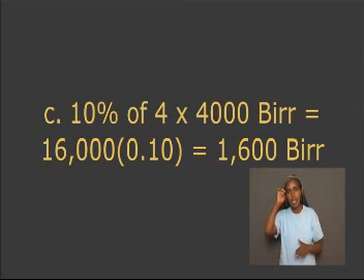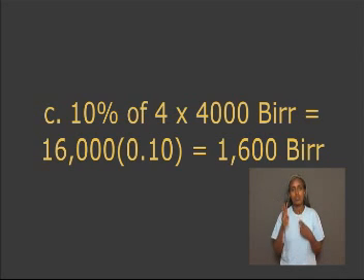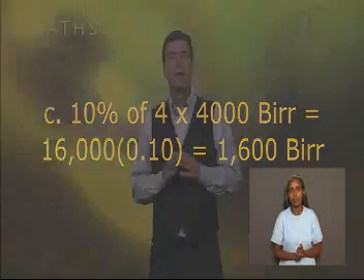Elias's income is a dividend and is therefore taxed at a rate of 10%. 4 times 4,000 birr equals a dividend of 16,000 birr. 10% of 16,000 birr is 1,600 birr. Good work, everyone.